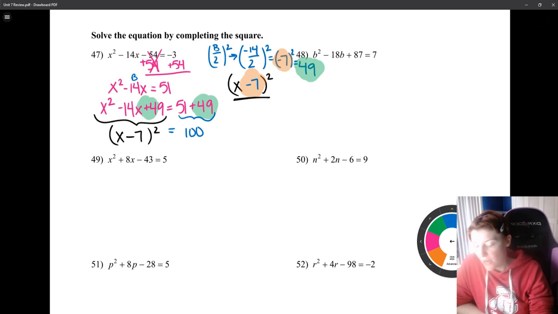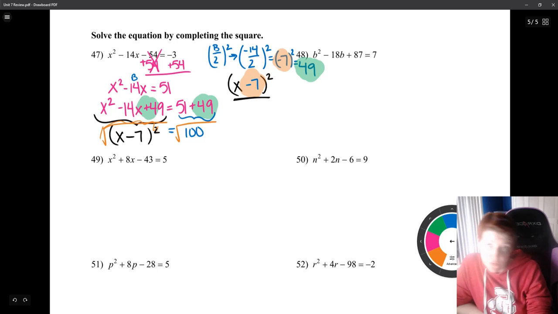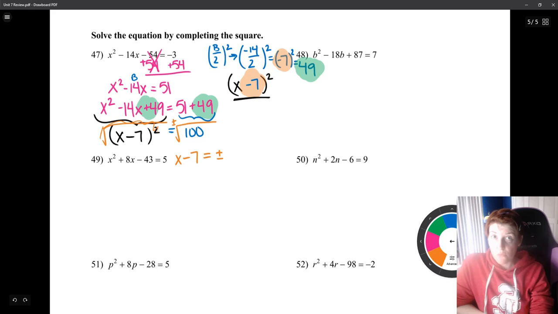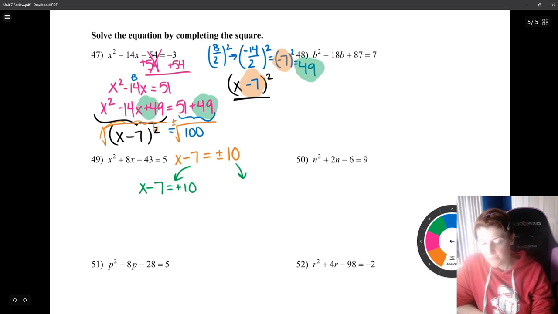And to get rid of a square, we need to take a square root. So the square root cancels the square. And when we do a square root on the other side, remember you got to do a plus or minus. Got it. So that left me with x minus 7 is equal to plus or minus the square root of 100, which we know is 10. And then you're going to set up two equations. You're going to set up one where x minus 7 is a positive 10. And you're going to set up one where x minus 7 is a negative 10, because that's what plus or minus means. Then all you have to do is get your variable by itself.